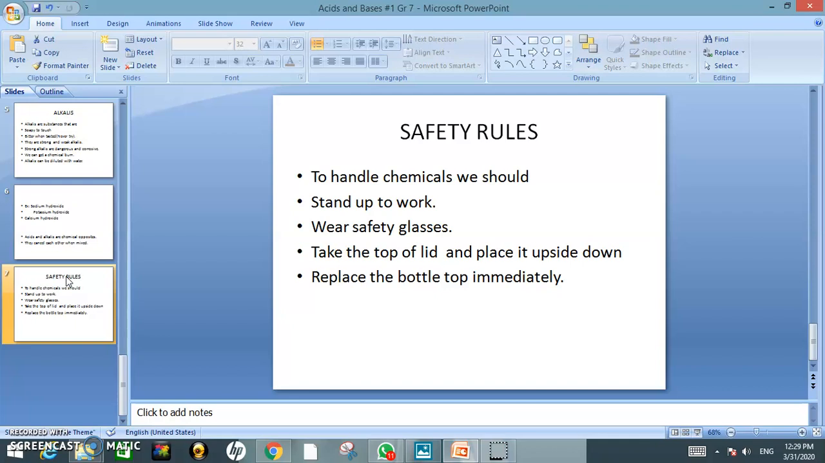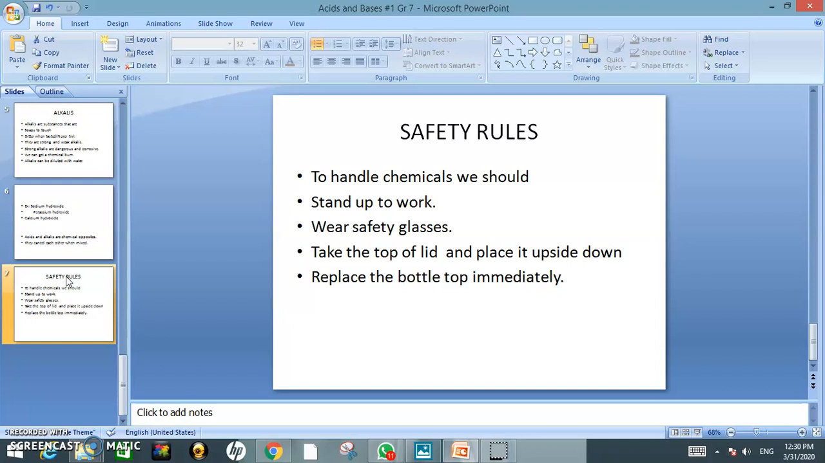There are a few safety rules, however, that we need to follow. Whenever we are handling chemicals, and this you must keep clear in your mind throughout your life: when you're working in the chemistry lab, please stand up to work. You must have seen in the chemistry lab that the table is at a height where it's not really comfortable to sit down and work. And it is not advisable also.